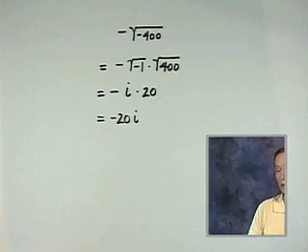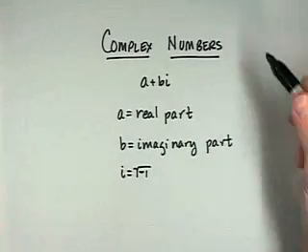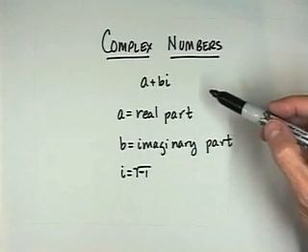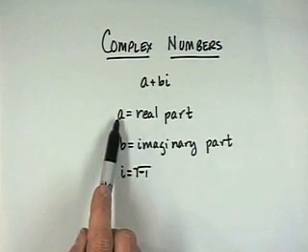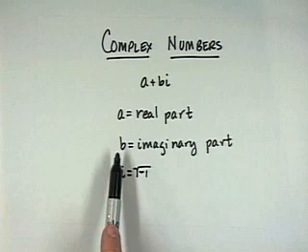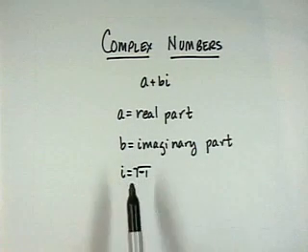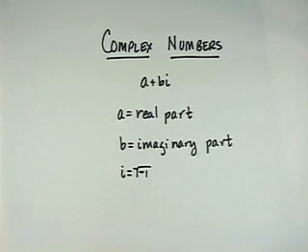i is the square root of -1. i is the building unit of the complex number system. Complex numbers are numbers that can be written in the form a+bi, where a is called the real part, b is called the imaginary part, and i again is represented by the symbol square root of -1. Let me give you a couple of examples of complex numbers, numbers written in this form.